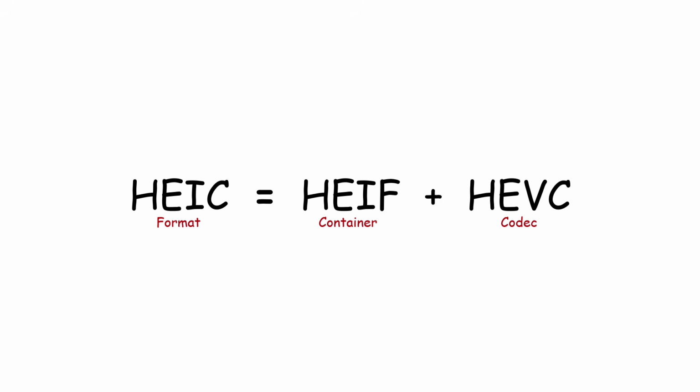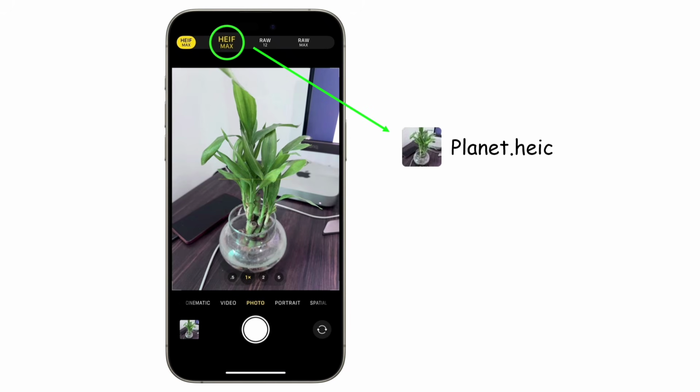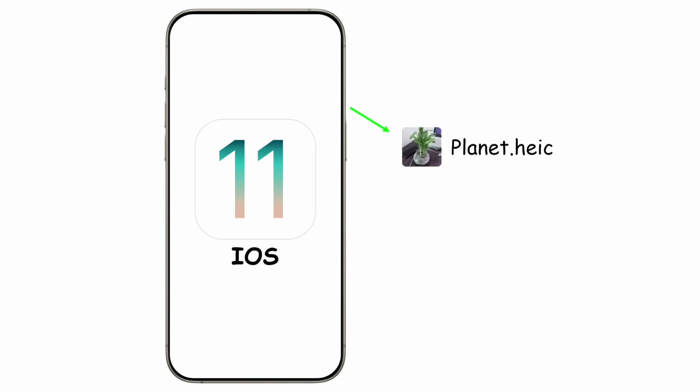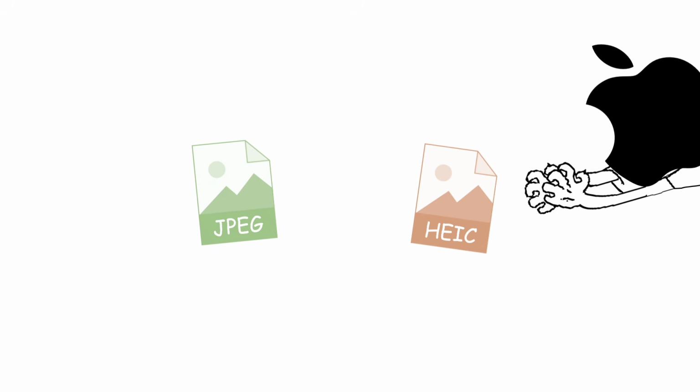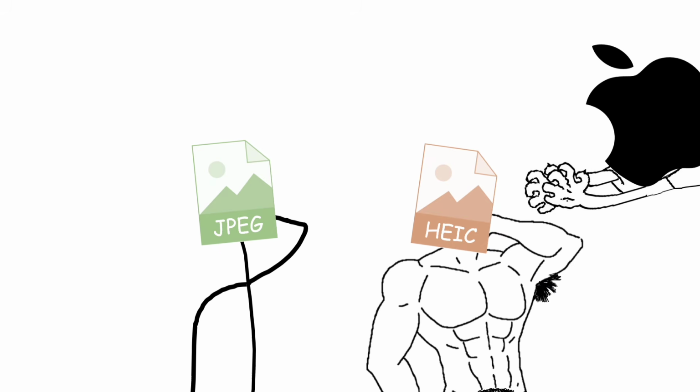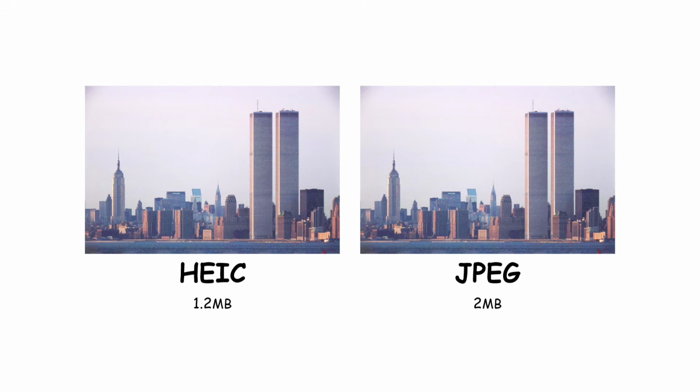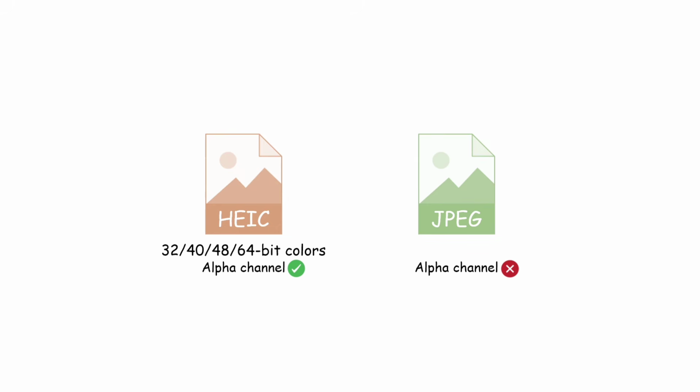If you have an iPhone, you probably know this format. The HEIC format is actually a file with the HEIF container and the HEVC compression codec, which Apple has been using as the main image format for iPhone cameras since iOS 11. The reason Apple did this is that the HEIC format is more efficient than JPEG, so much so that a HEIC file can be up to 50% smaller in size than a similar JPEG file. Also, HEIC, thanks to the HEIF container, can support color depth up to 64 bits, and transparency as well, whereas JPEG doesn't have an alpha channel at all, and its maximum color depth is 24 bits.